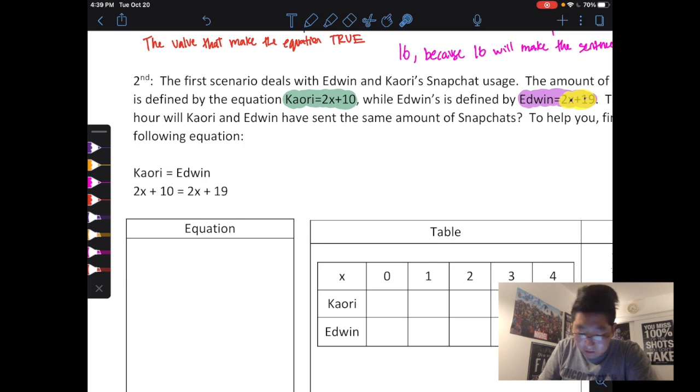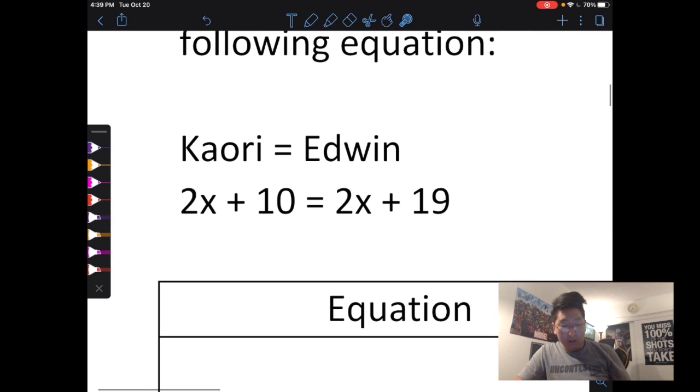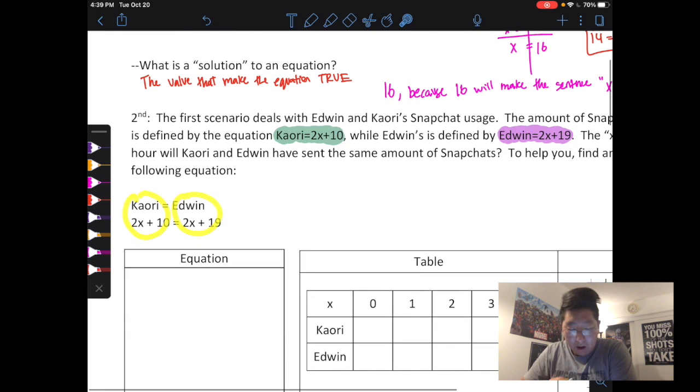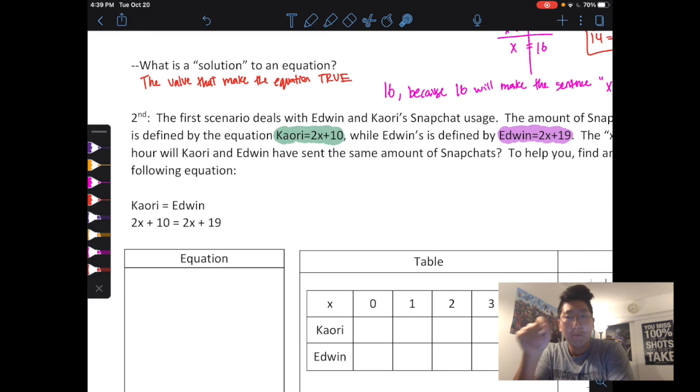Edwin's is 2x plus 19, so we put 2x plus 19. So hopefully you see where this equation came from. This is Kaori's equation right here, and then this is Edwin's equation. If you need to pause, just take a look right here. Kaori is 2x plus 10. Edwin is 2x plus 19.